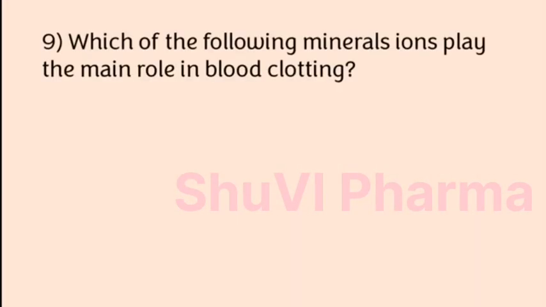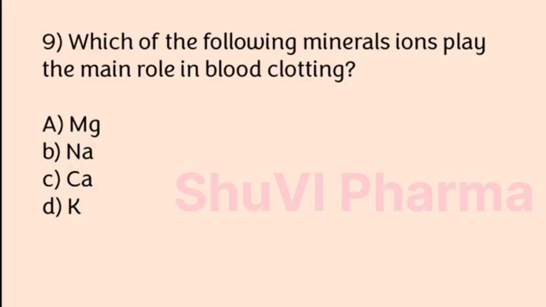Which of the following mineral ions play the main role in blood clotting? Magnesium, sodium, calcium, potassium. The correct answer is option C. Calcium mineral ions play the main role in blood clotting.